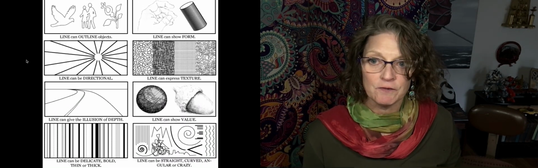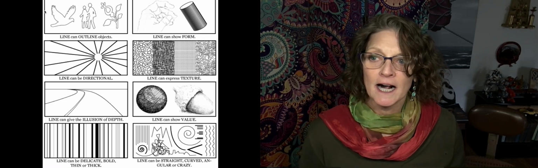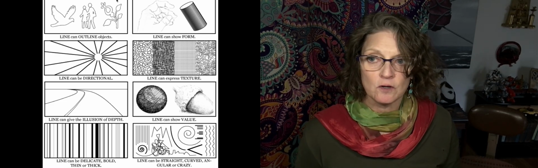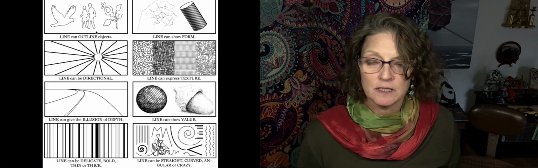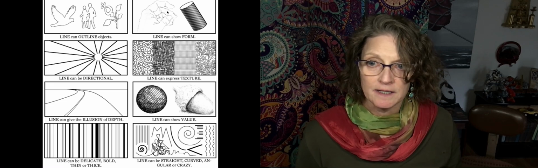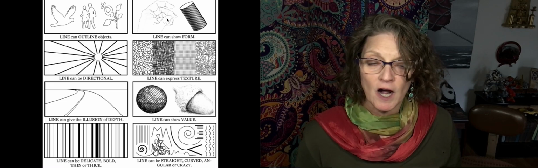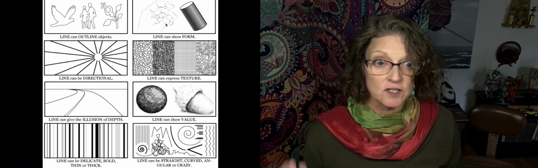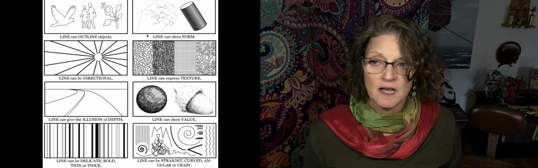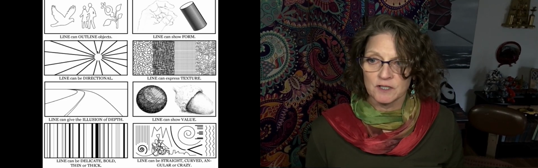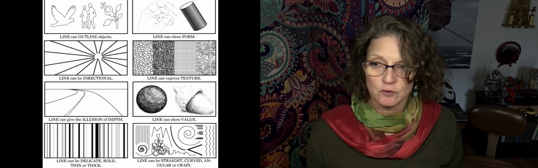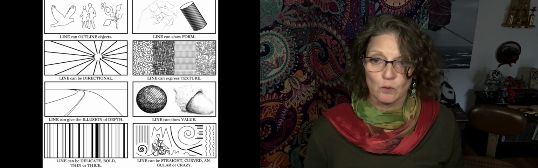Okay, I'd like to show you a few different types of lines. Outlines is when a line just goes around the perimeter of an object, whereas contour lines can define edges that are inside of forms. Lines draw our eyes. When I say lines can be directional, I mean that these lines are drawing our eye right to that center point.